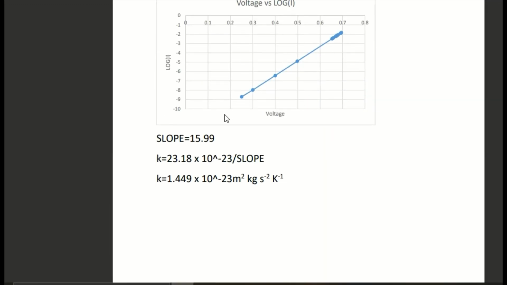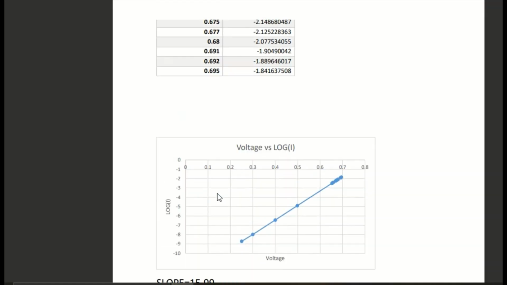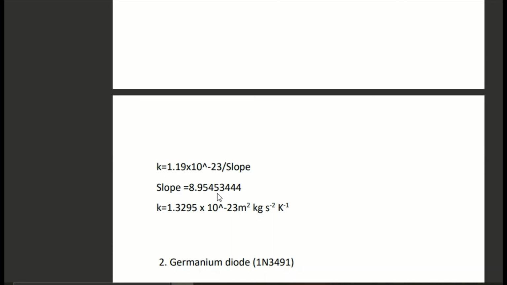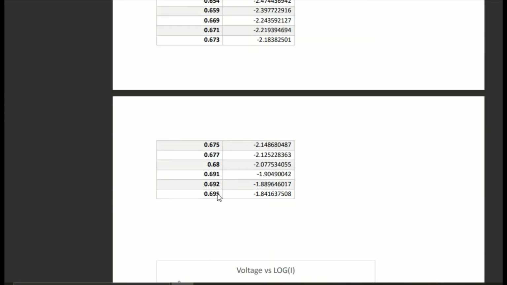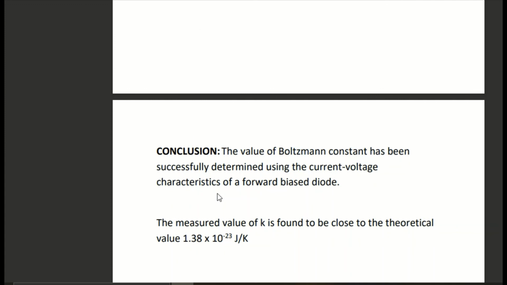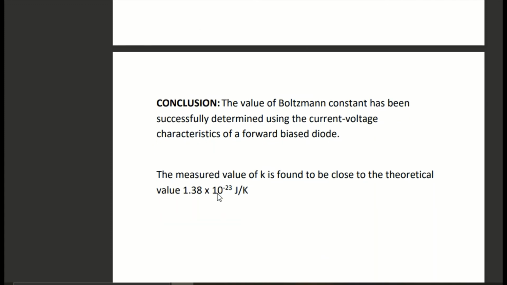we get a graph. The slope will vary according to the different type of diode used, but the formula for each is different, so we will get almost the same value if we compare. So we successfully determined the value of the Boltzmann constant using the current-voltage characteristic of a forward bias diode. It is nearly equal to 1.38 × 10^-23 joule per Kelvin.